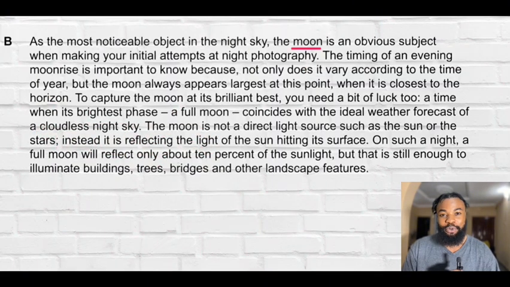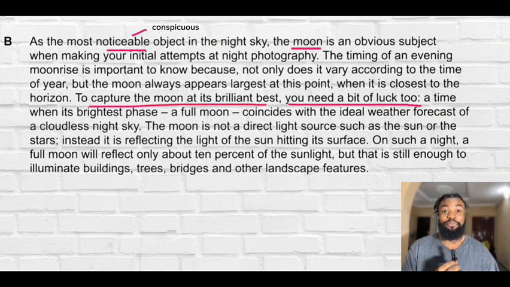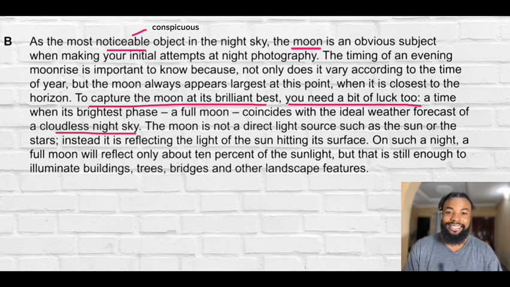Section B focuses on the moon. It talks about the fact that the moon is the most conspicuous object in the night sky. But the striking information here is where it says, you need a bit of luck to capture the moon at its brilliant best. What does that mean? What's the writer saying there? Of course, you need a bit of luck to capture the moon at its brightest, also at a time when the night sky is cloudless, the night sky is clear. There are no clouds covering the moon. So you have the moon at its brightest, yet on a cloudless night sky.